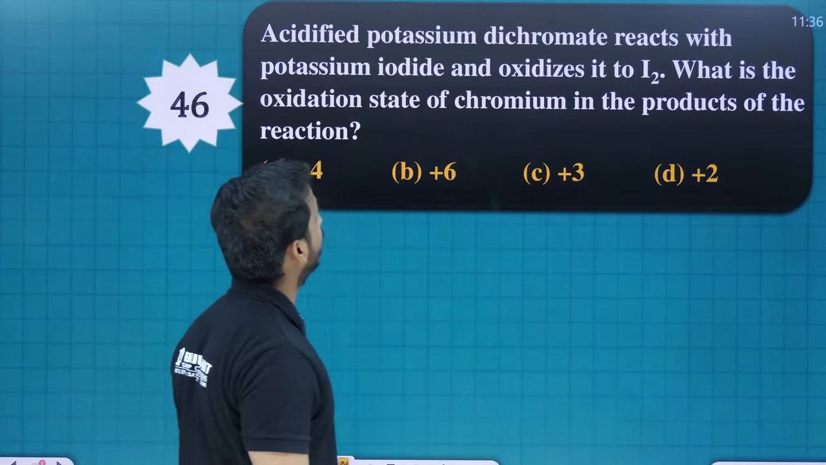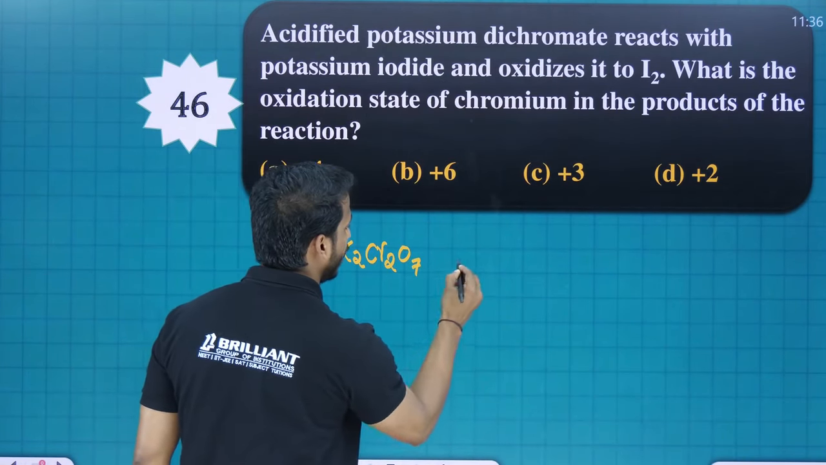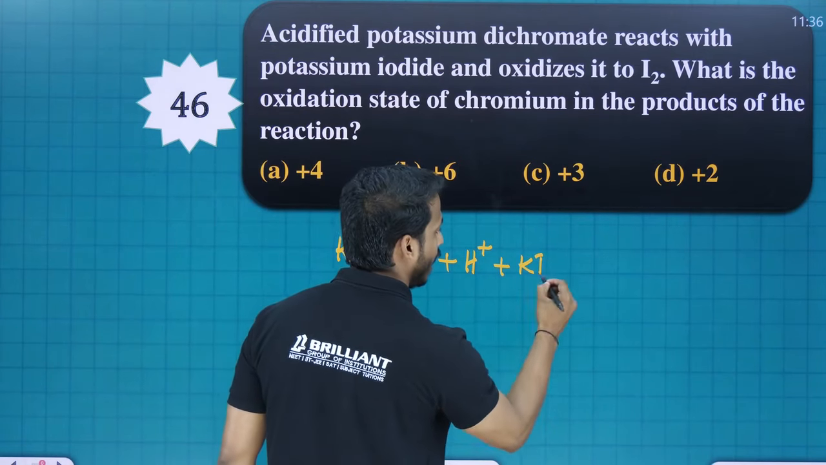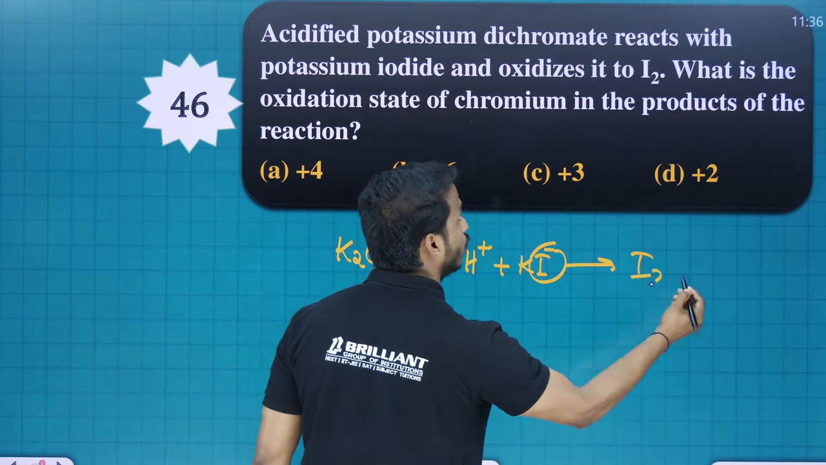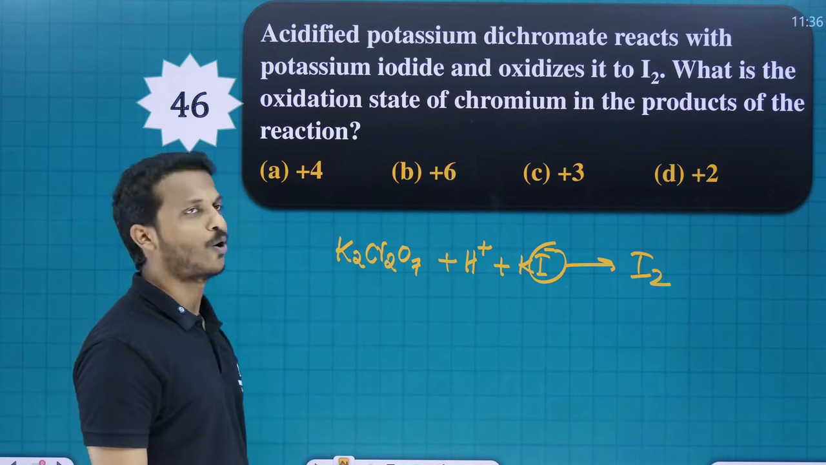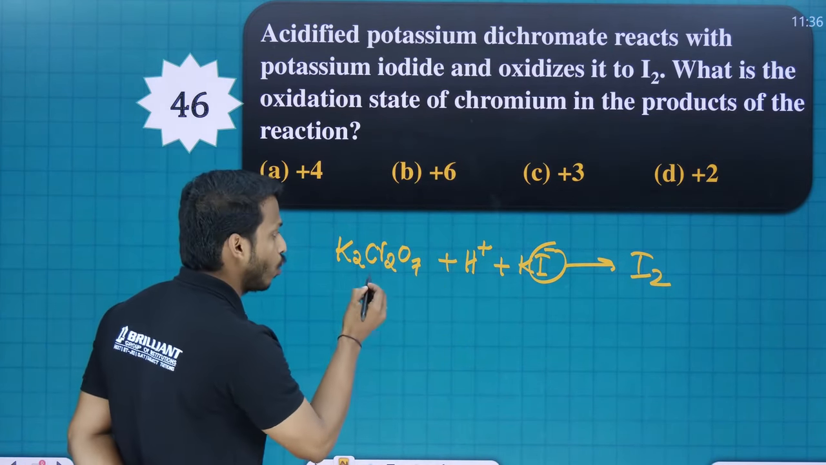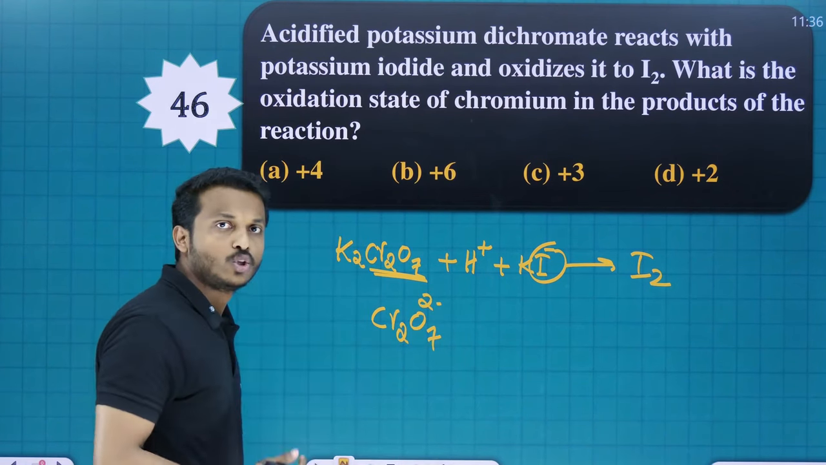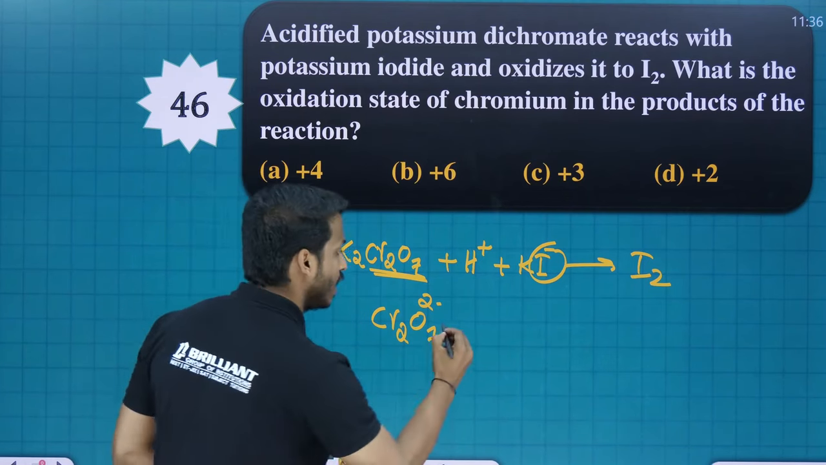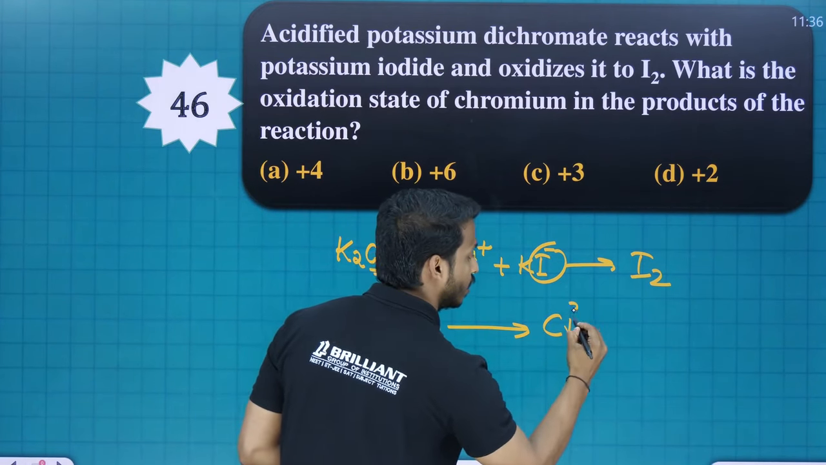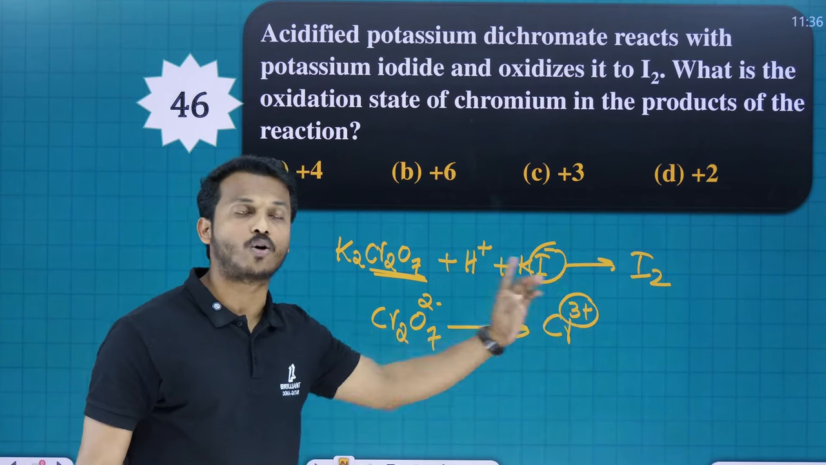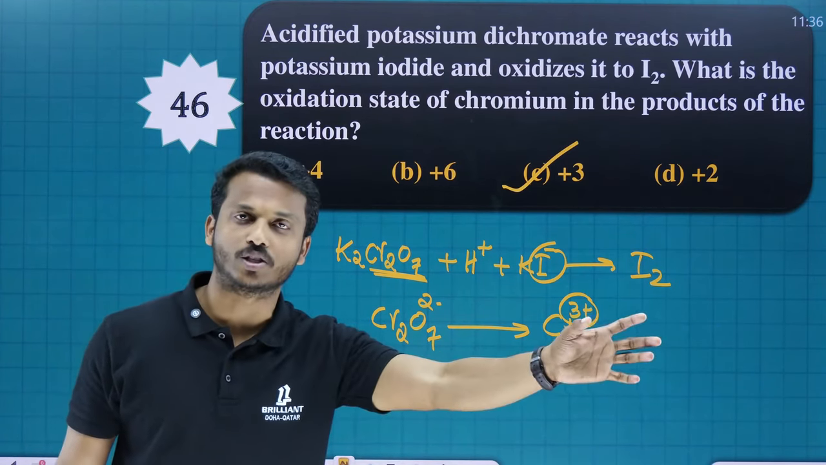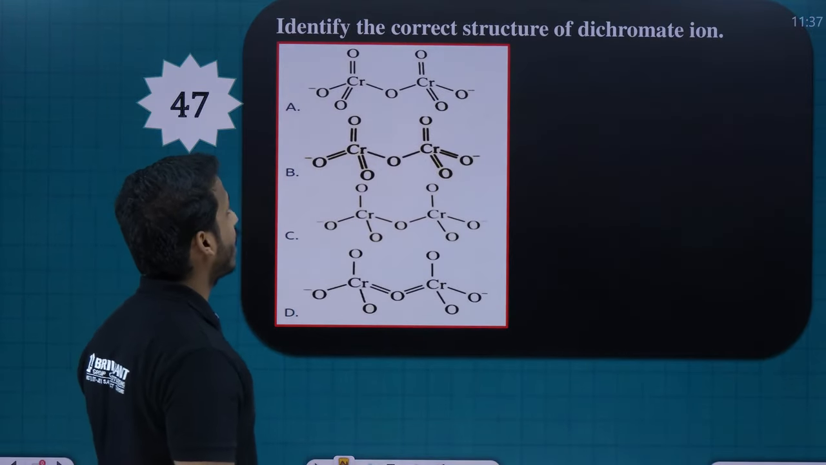Now, acidified potassium dichromate, that means K2Cr2O7 in acidic medium, reacts with potassium iodide and oxidizes it to iodine. Potassium iodide KI, which means I minus is there. I minus is converted to I2, correct. What is the oxidation state of chromium in the product? Dear, carefully understand. If it is potassium dichromate, actually potassium is not required here. Dichromate is the acting one, that is the oxidizing agent. That means Cr2O7 2 minus. In the reactant side, dichromate is Cr2O7 2 minus. After reduction, it becomes Cr3 plus. So they're asking in the product side, what is chromium's oxidation state? That is +3 oxidation state. Remember all, in acidic medium, dichromate is converted to +3 state.